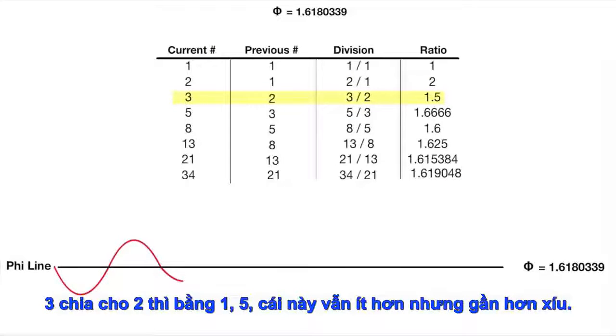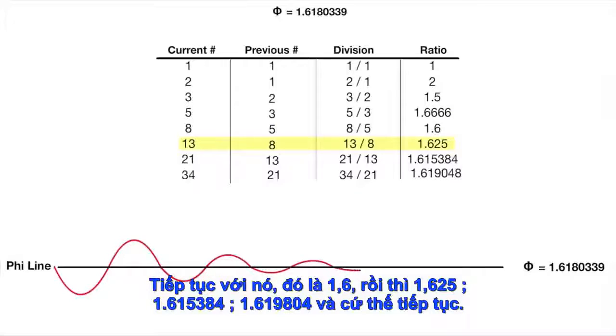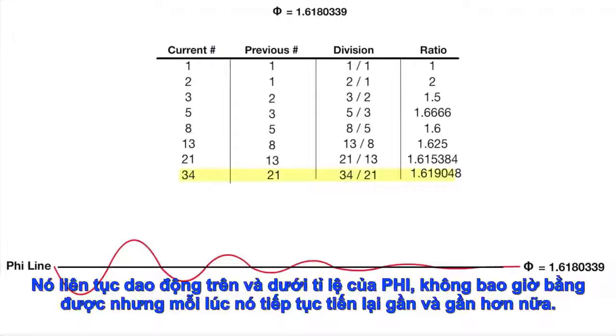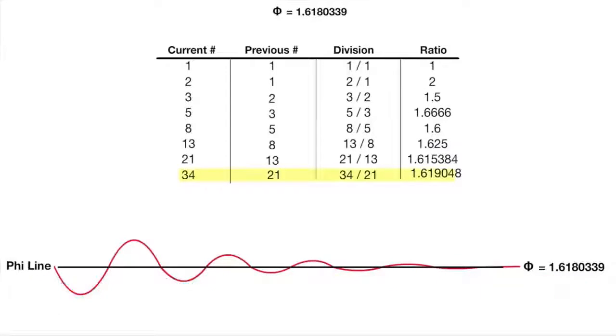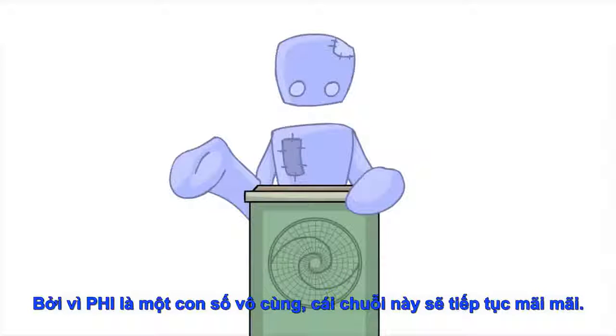3 into 2 is 1.5, which is under, but closer still. 5 into 3 is 1.666. This time it's over, but even closer. Continuing with that, it's 1.6, and then 1.625, 1.615384, 1.619048, and so on. It continually oscillates over and under the phi ratio, never quite making it there, but continuing on closer and closer every time, until eventually you can't even tell a difference. Because phi is an infinite number, this sequence will go on forever.